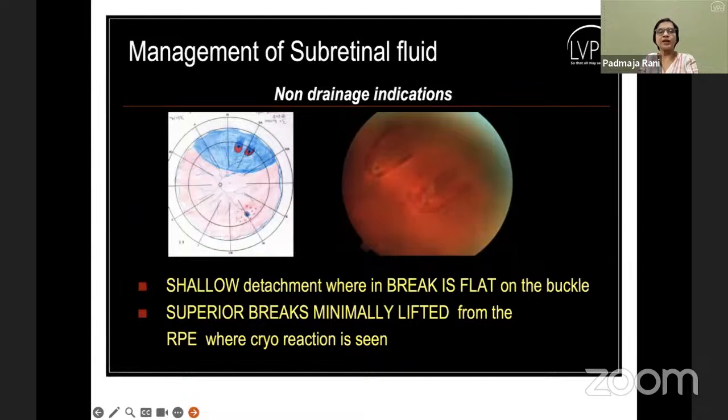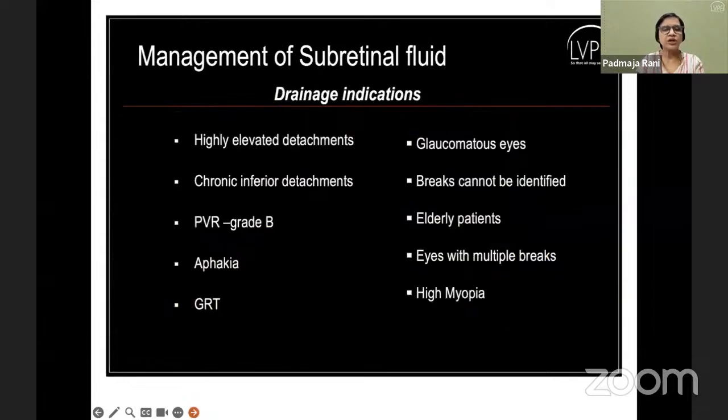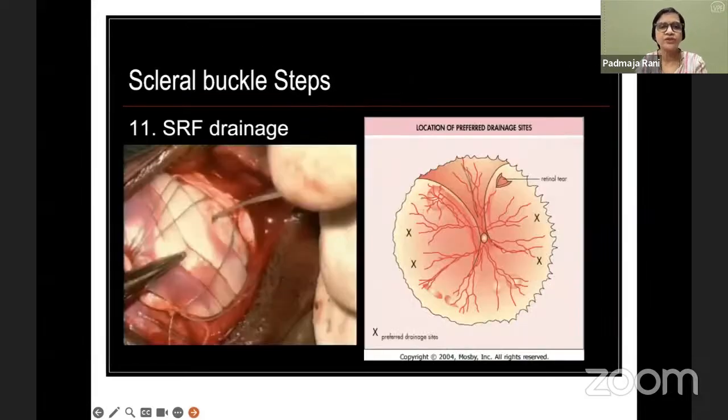So, management of subretinal fluid. When there is a shallow detachment, when the break is flat on the buckle, you need not go for any subretinal fluid drainage. Or with superior breaks which are minimally lifted from the RPE, or where the cryo reaction is more seen, you need not really go for it. But when there are highly elevated detachments or chronic inferior detachments, PVR, RG, glaucomatous eyes, breaks which cannot be identified, elderly patients, eyes with multiple breaks, or high myopia, you can go for subretinal fluid drainage.